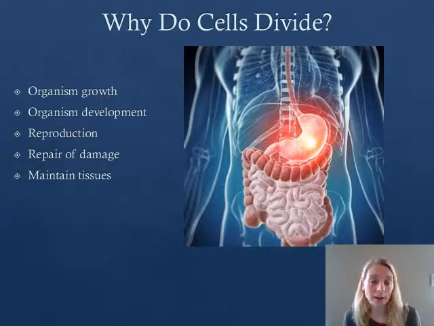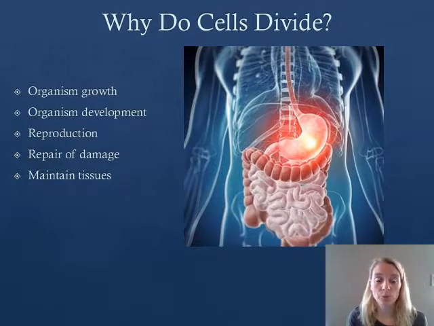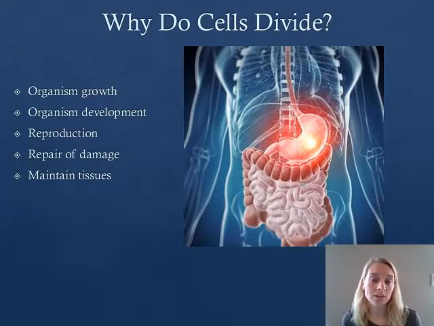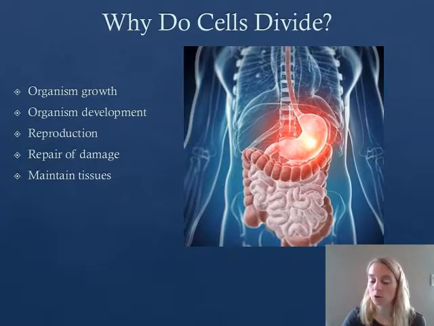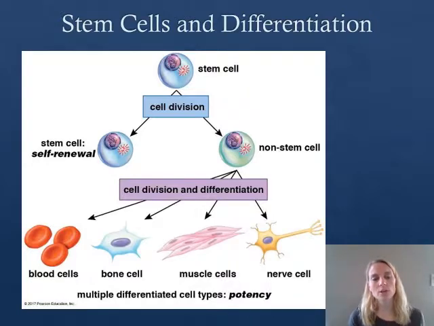So cells divide. They go through these processes of cell division, mitosis or meiosis, for a lot of different reasons. So the organisms grow and develop, they go through reproductive processes, they repair damage, and they maintain tissues. So that's kind of the end result of the processes that we're going to be going through in chapters 9 and 10. Okay, so the book talks a little bit about stem cells and this process of differentiation.